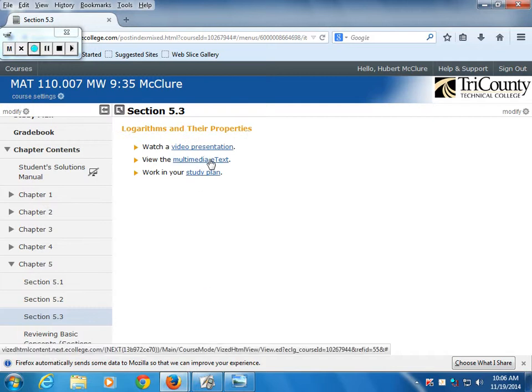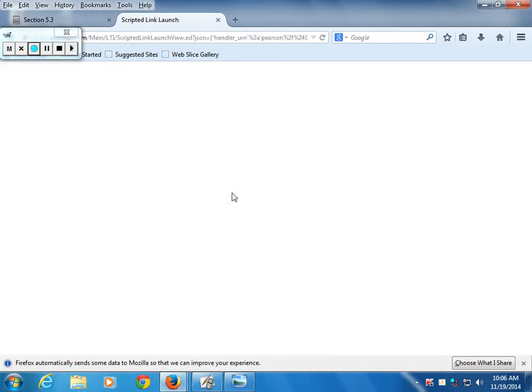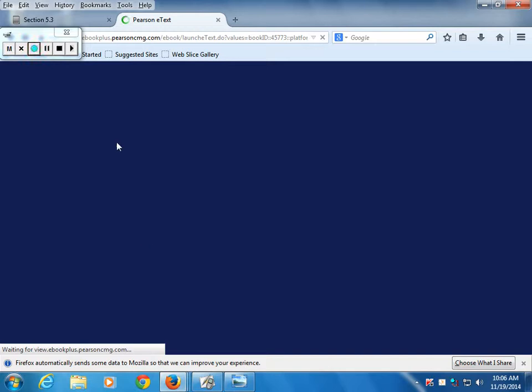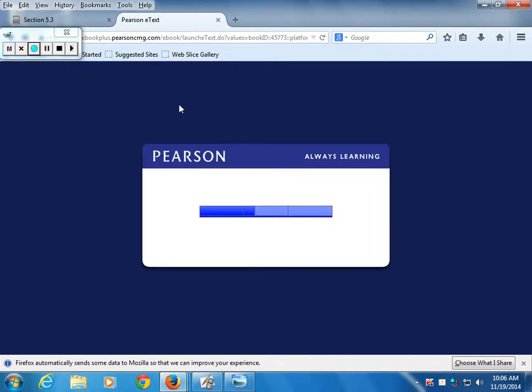80% of the test that you have the last day of class, the Unit 3 test, will be on logarithms. The other 20% will be on graphing exponentials, which is not hard on the graphing calculator, or vertical and horizontal shifts with exponentials.